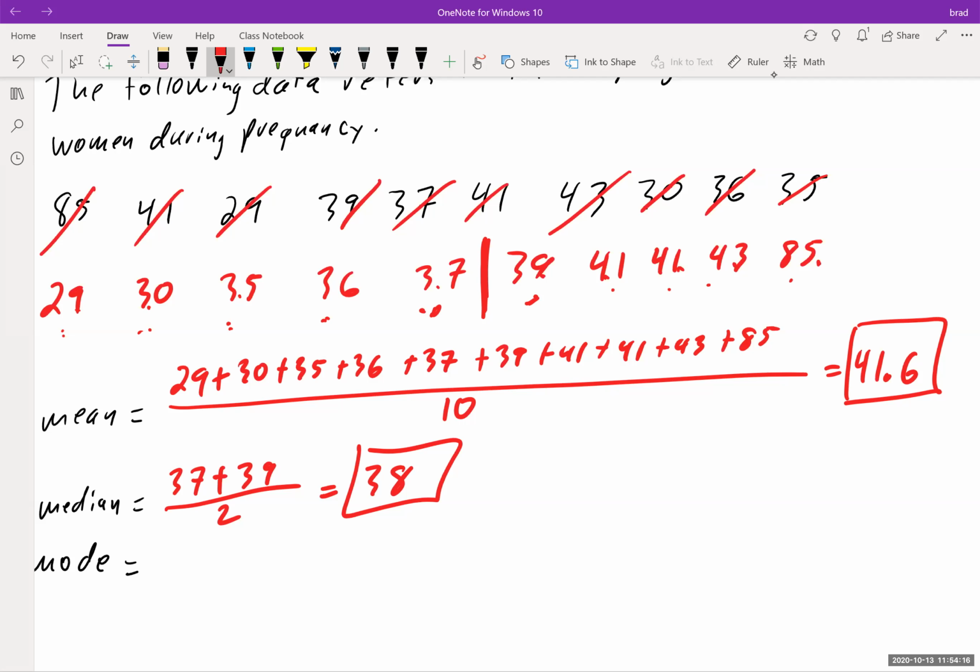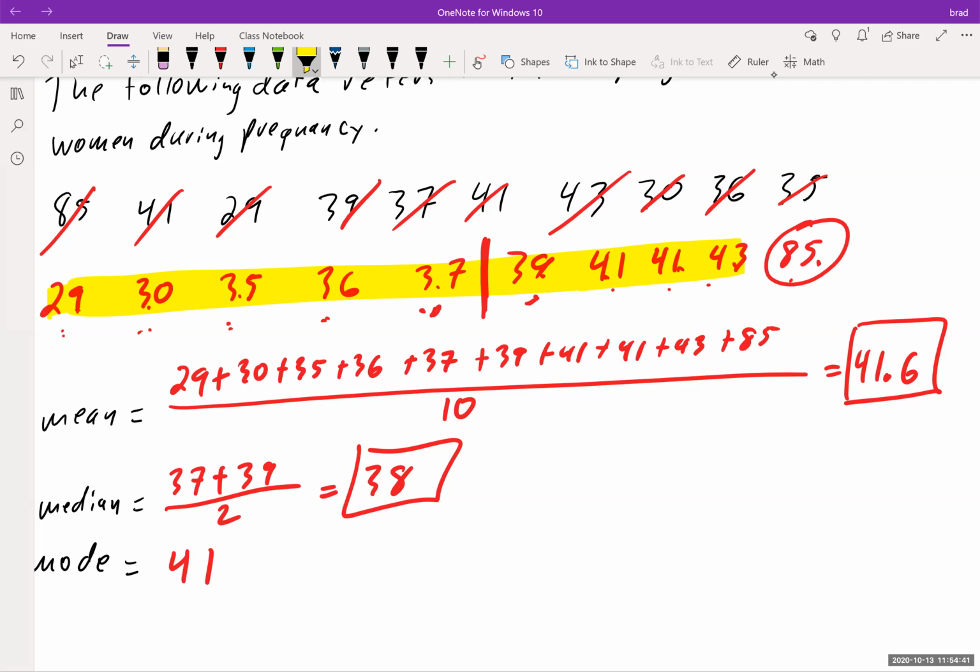Okay, now let's look at our mode. The mode is what number is repeated most often. Well, the only number repeated more than once is 41. So the mode is 41. Okay, now here's the thing. Do you notice this number 85 is really far away from the rest of the data? We got 29, 30, 35, 36, 37, 39, 41, 41, 43.